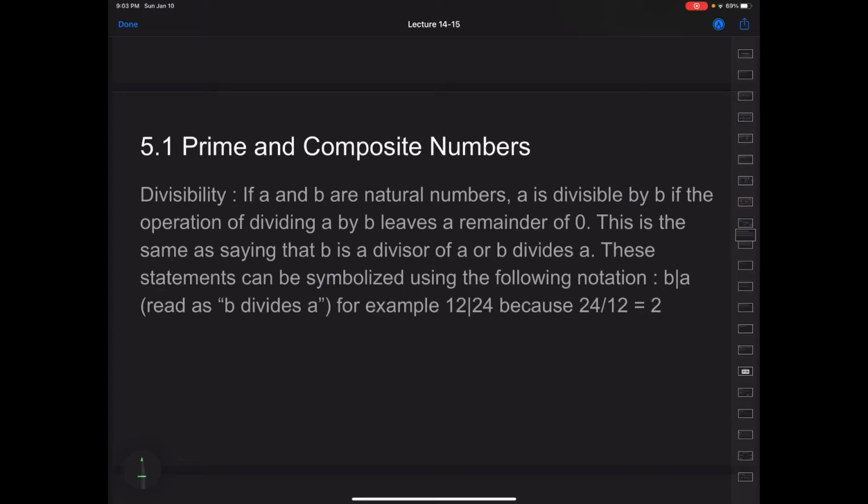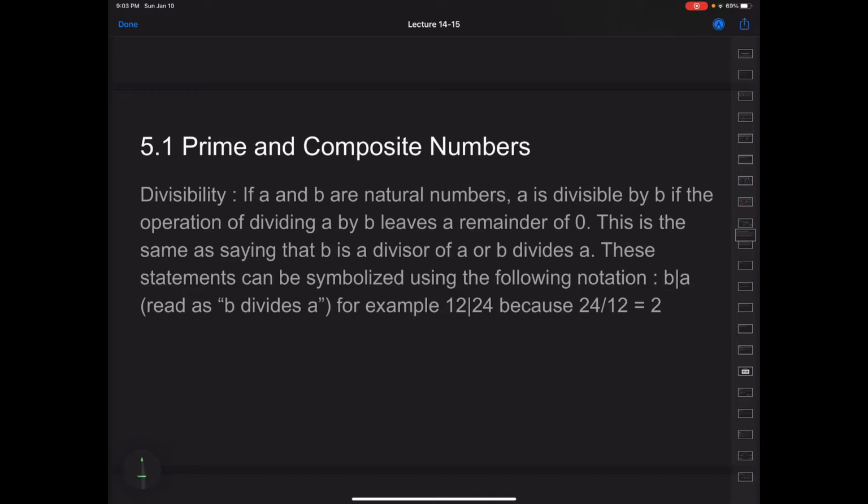In order to fully appreciate the number systems, you have to be pretty good at dividing. You need to have your divisibility rules down. So we have, if a and b are natural numbers, a is divisible by b if the operation of dividing a by b leaves a remainder of 0. This is the same as saying that b is a divisor of a, or b divides a.